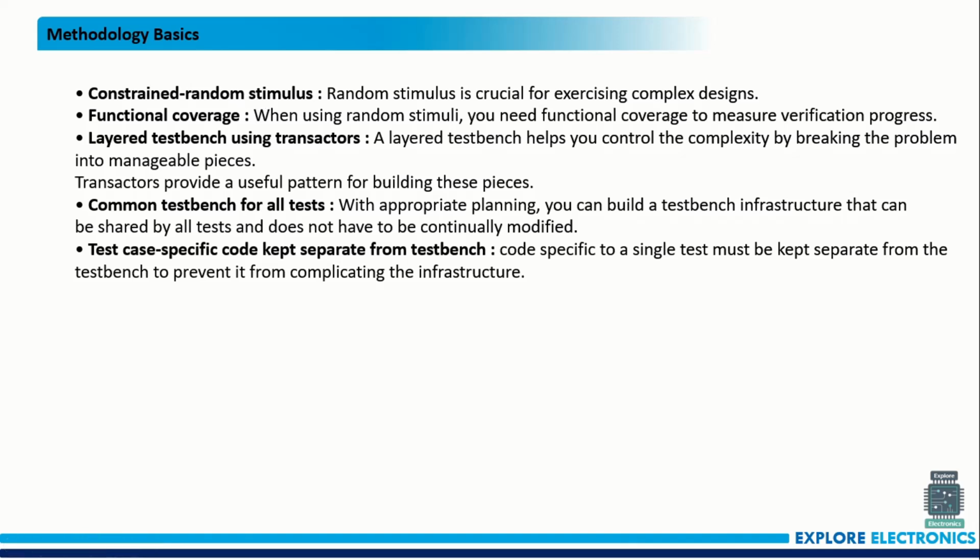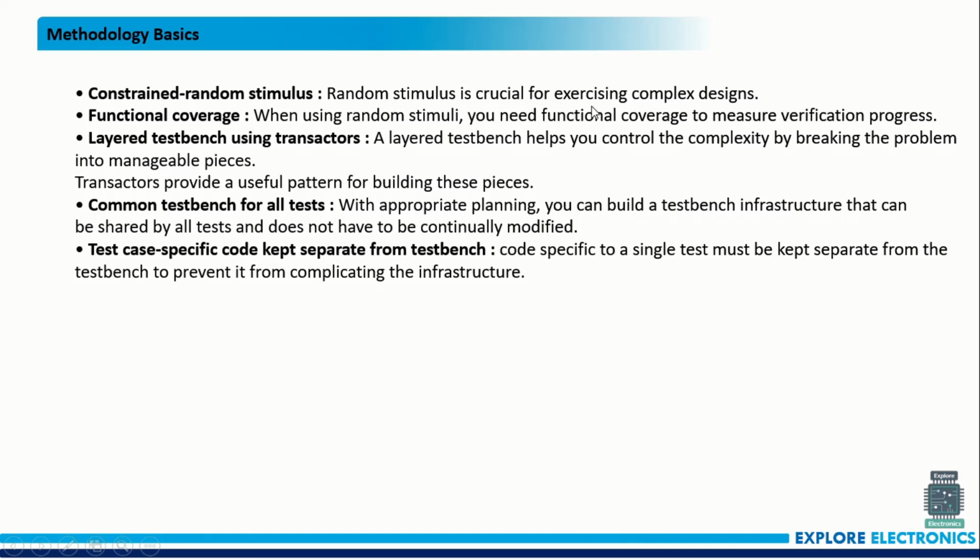Suppose you have a data line. We are not supposed to manually give it as 0, 0, 0, 1 like that. Randomly it will generate. That is random stimulus. Constraint random stimulus means, if we want to generate any particular value, or any condition in our test plan for the randomization, we can put a constraint. That is called constraint random stimulus.